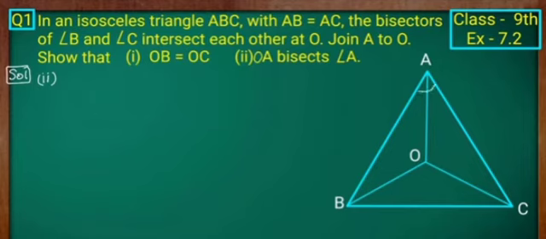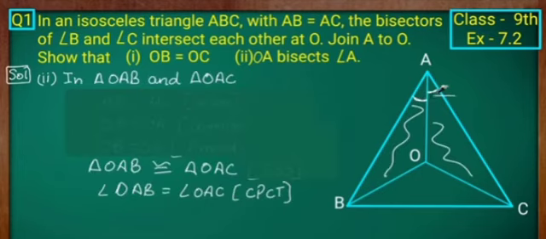OA bisects angle A. Okay. So now listen carefully. Just concentrate on triangle OAB and triangle OAC. Already we proved that triangle OAB and triangle OAC are congruent. So from that you can say angle OAB equal to angle OAC by using the rule CPCT. So the line OA dividing that angle A into two equal parts. So you can say that line OA is a bisector of angle A. Okay.